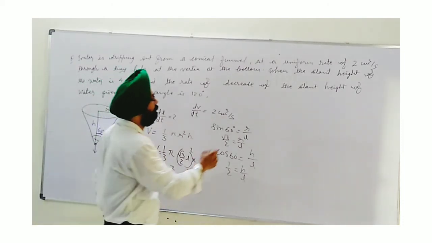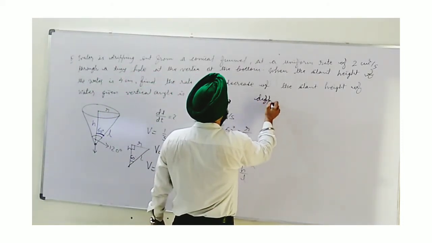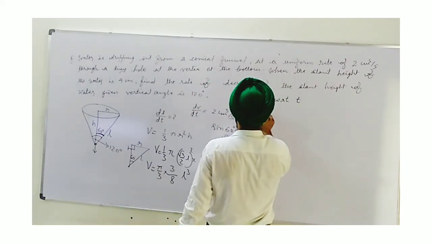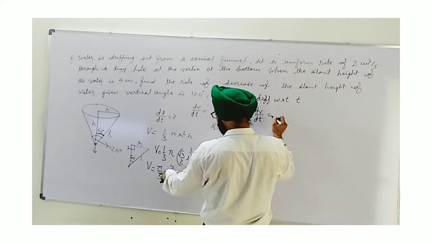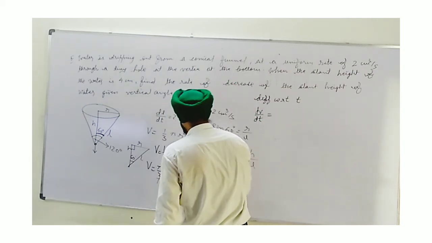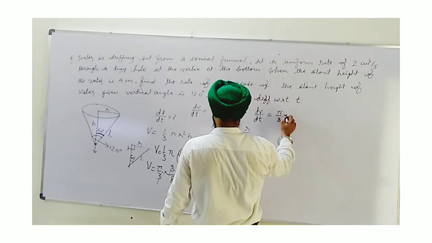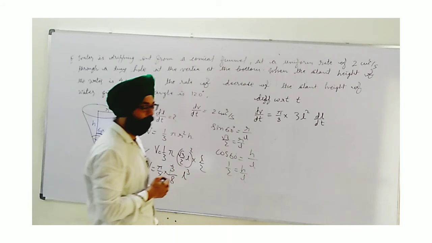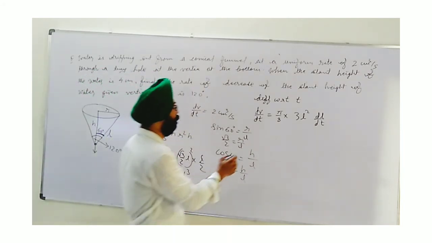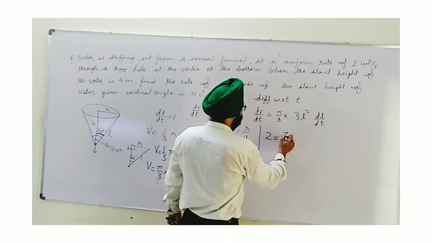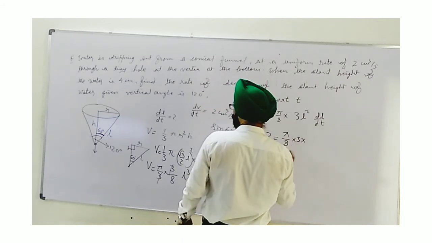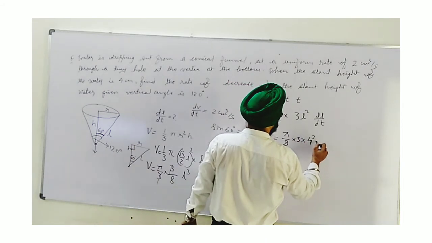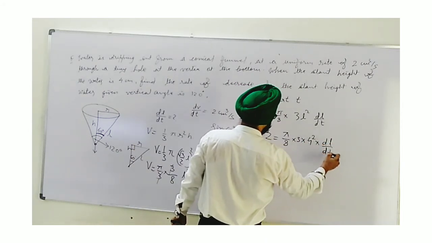Now we can differentiate with respect to t. So we get here dV by dt equal to, rest of the things are constant, pi by 8 into 3L square dl by dt. dl by dt is the required value. Now dV by dt as we are given is 2, and pi by 8 as it is into 3. Also the condition is given, we need to find the change when slant height is 4. So this becomes 4 square into dl by dt.